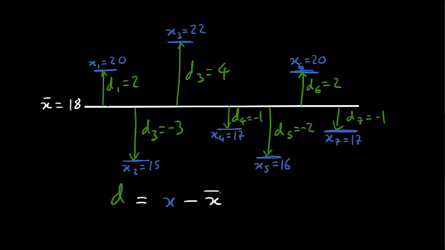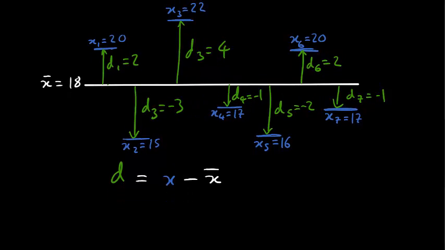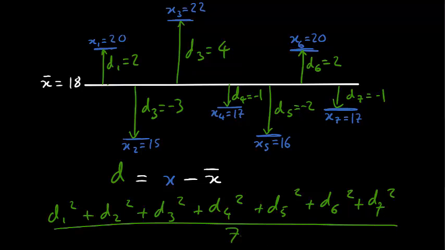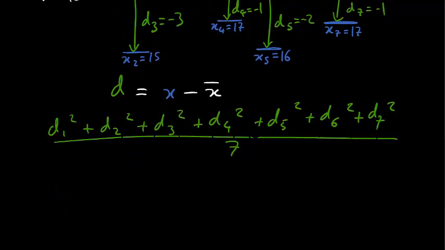So what's the next step then? How do I work out the variance and the standard deviation? Well, standard deviation is easy. I'm just going to take the square root of the variance. So how do I work out the variance? Well, my next step is to square all these values. So I'm going to do d1 squared plus d2 squared plus d3 squared plus d4 squared plus d5 squared plus d6 squared plus d7 squared, okay, and then I'm just going to take the mean of all those values, so I'm just going to divide through by 7.